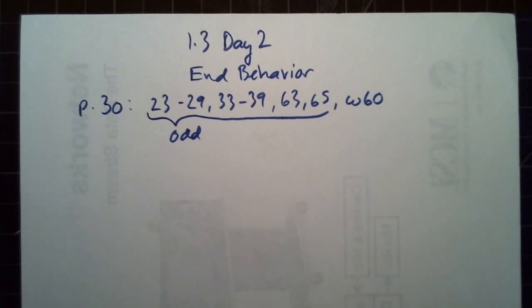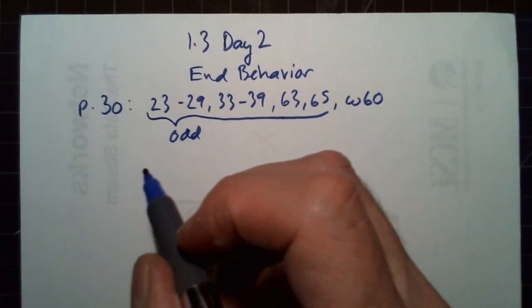In this lesson, we'll talk about end behavior, which is what's happening far to the right and far to the left in a graph. And we'll also use limits to describe that.